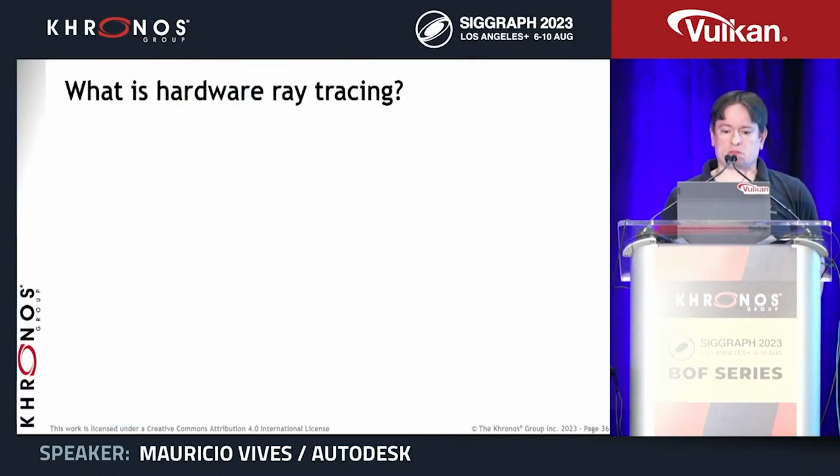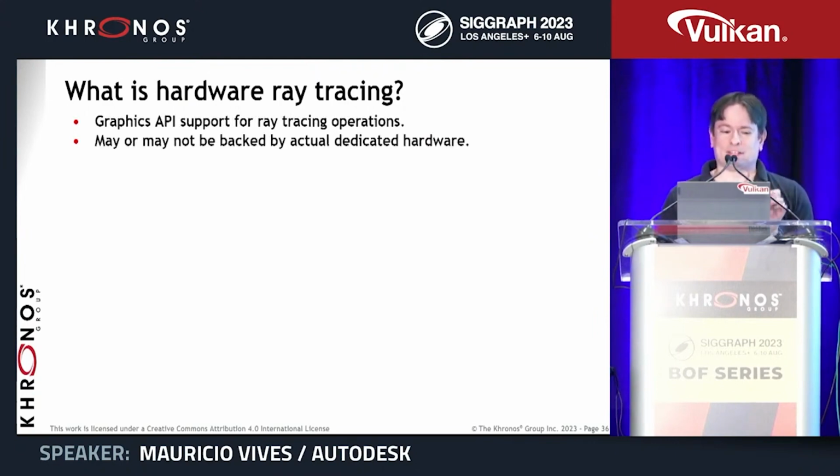Okay. So that list on the first slide mentioned that Aurora uses hardware ray tracing. In case you don't know what that means, and I don't think we've covered it yet in this BOF, let's answer that question. So what is hardware ray tracing? Basically it's graphics API support for ray tracing operations. What's kind of funny is that it may or may not be backed by actual dedicated hardware. Some older GPUs support hardware ray tracing without actually having the dedicated hardware, but that's because it's hidden behind compute shaders or something. Obviously, that will be slower. Dedicated hardware is a good thing if you can get it.